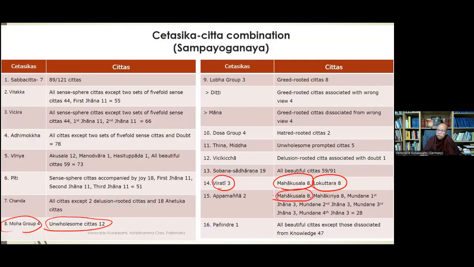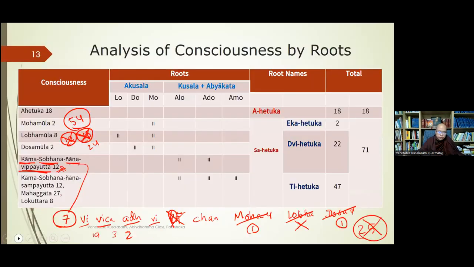Eight Mahakusala, Mahakiriya, and first mundane jhana 3, second mundane jhana 3, and third, fourth mundane jhana. So that's why 2 Abhamanya also here. 2 Abhamanya, and next one Amoha, Panyendriya or Amoha or Vijja, same.